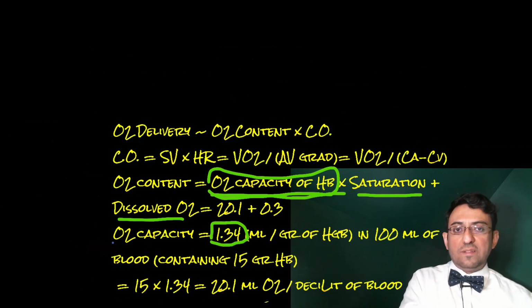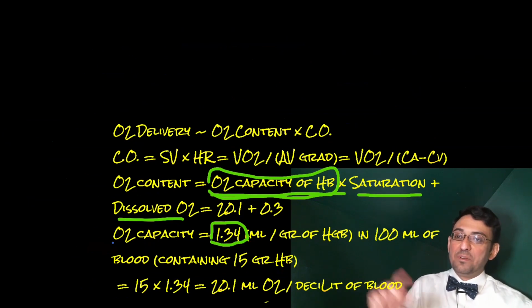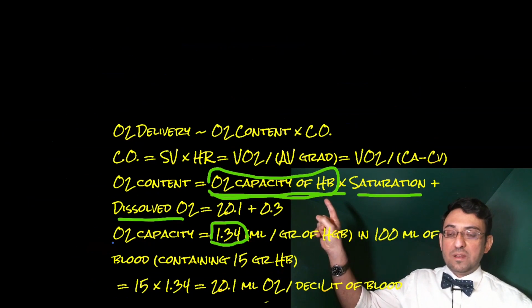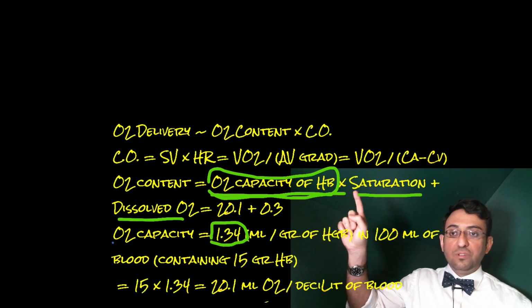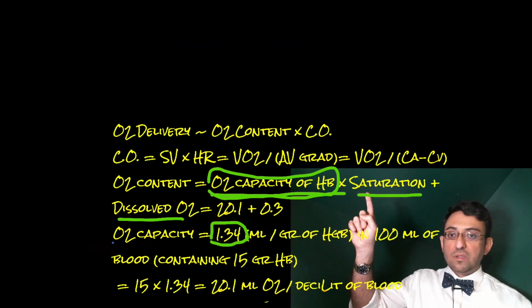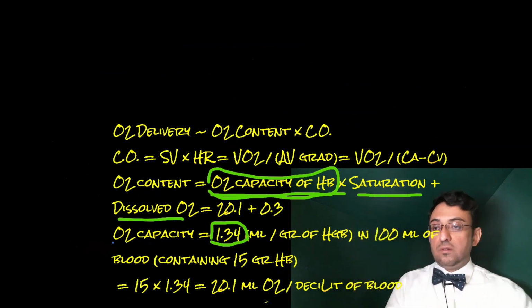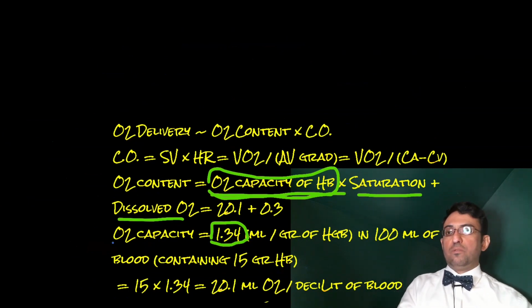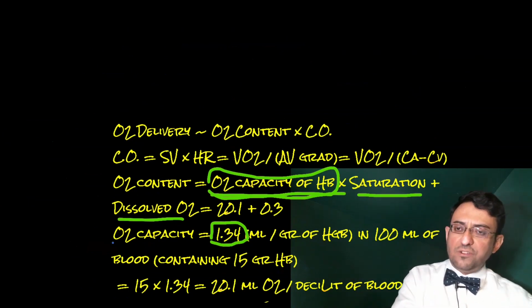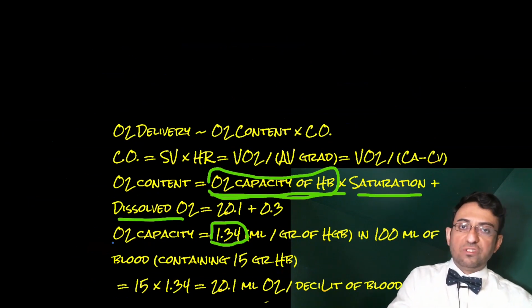So if you are asked what is the change in oxygen content in cyanide poisoning, remember, oxygen capacity of hemoglobin is not changed. There is no change in the hemoglobin concentration. There is also no change in hemoglobin saturation. That's the major difference with CO poisoning. And also there is no change in dissolved oxygen. And based on all of these, there is also no change in PaO2 or SpO2 measured by your pulse oximeter or ABG.